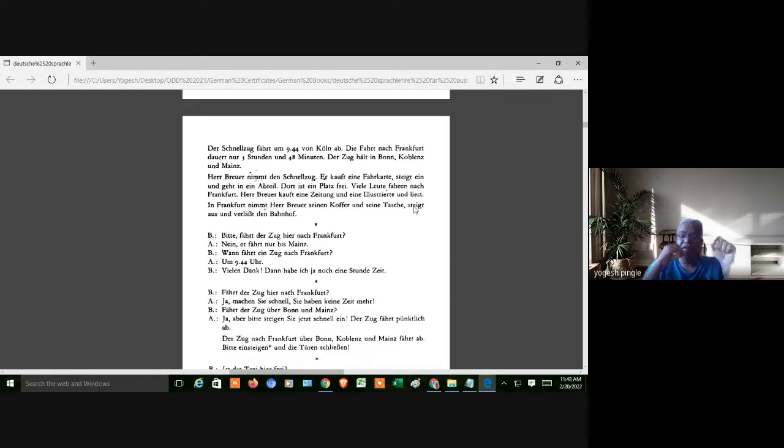So if I ask you, the train departs at 4 o'clock from Vasai, how will you put it in German, Aditi?